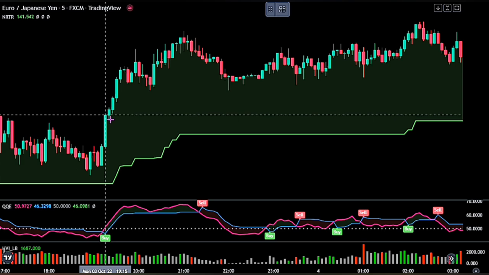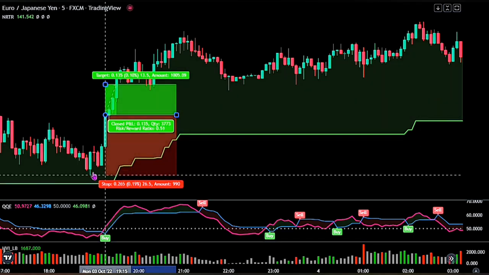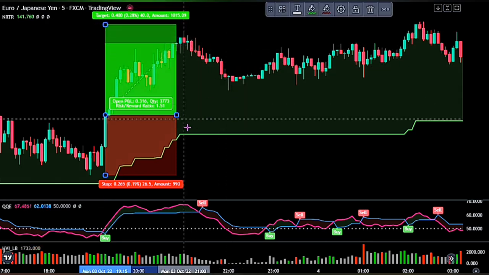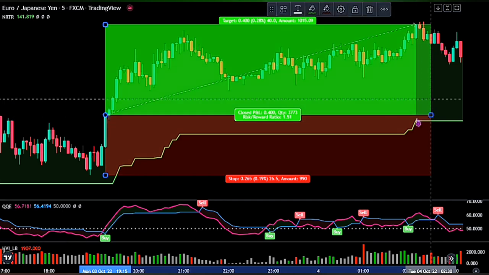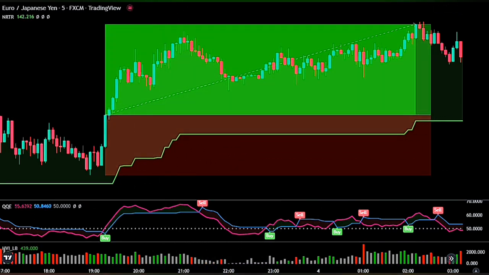So we would go ahead and place a buy stop order at the closing of the trigger candlestick. Our stop loss will be at the recent swing low, while take profit level is at 1.5 times the risk. And we can see it was successful.